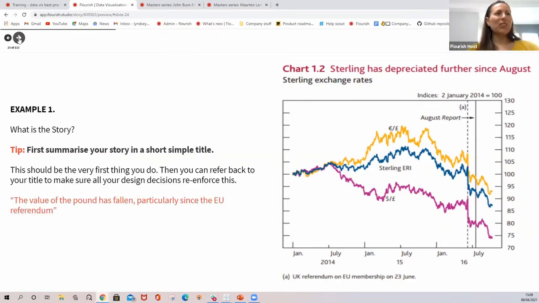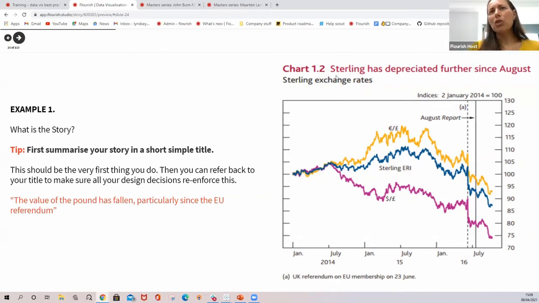The first thing I'm going to do is always think about the story that you want to tell, because until you know that, you don't really know how to design the chart to speak to that story. My first tip is always to summarize your story in a simple, short title. Once you have that, you always have it to refer back to when you're making all the other decisions. So here, the story is the value of the pound has fallen, particularly since the EU referendum.